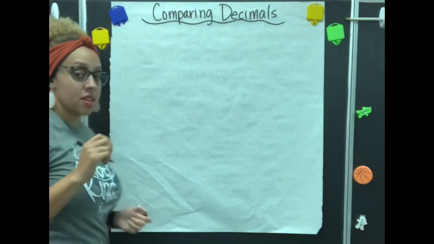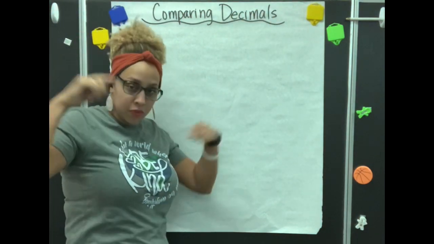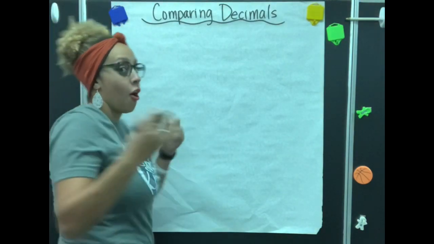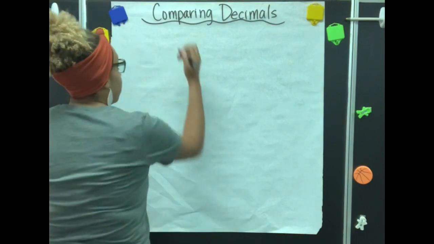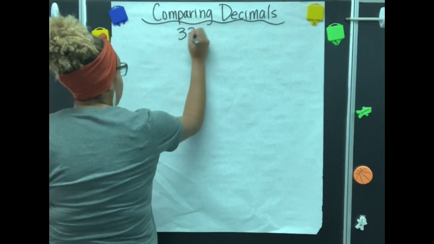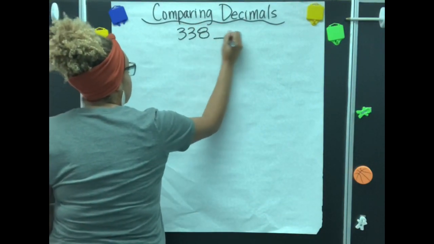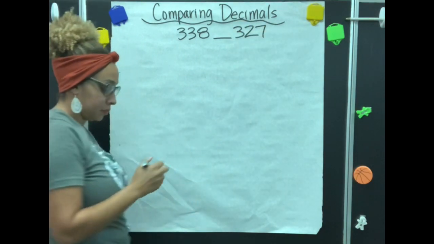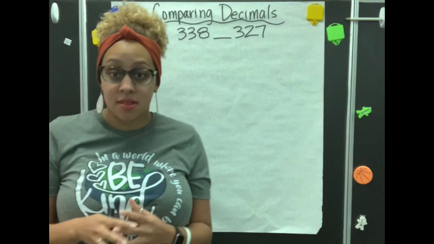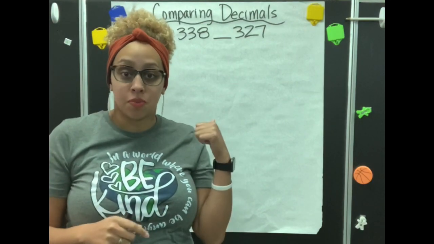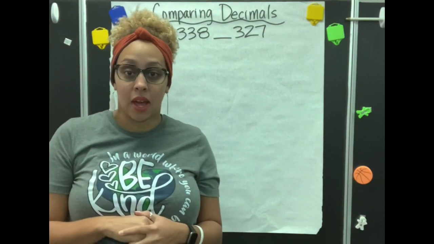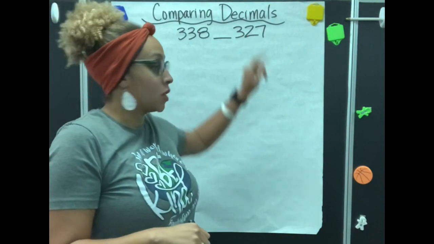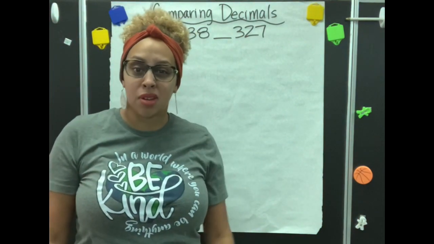But first, in order to get our brain moving in the right direction, we are going to compare whole numbers, which we should know how to do. So we're going to compare 338 to 327. I want you to pause the video and do this problem all by yourself. Okay? So I want you to compare 338 to 327. And then when we come back, we're going to talk about how we did it.